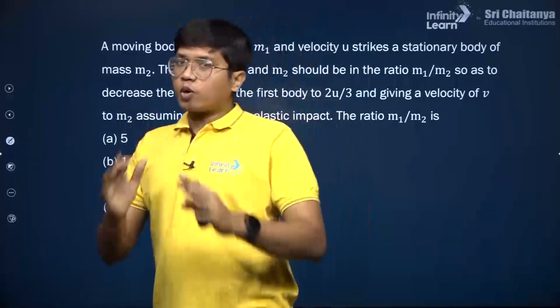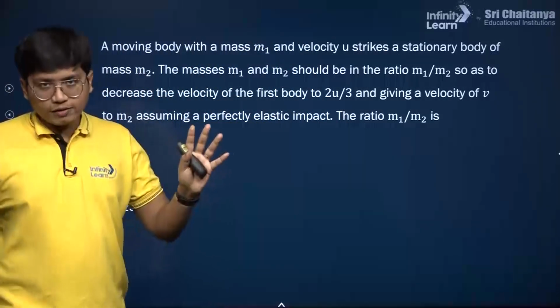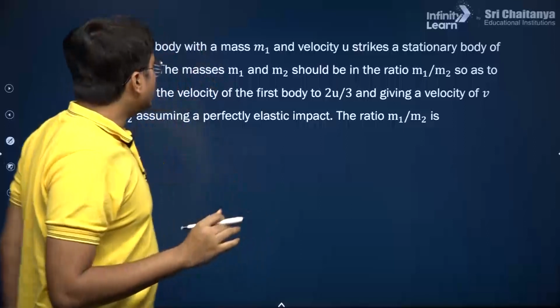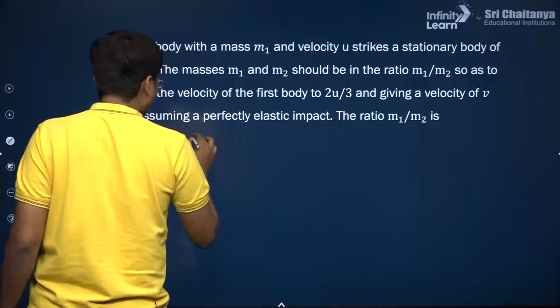Now, because this is a collision question, right off the bat, we know we have to use the conservation of momentum. So, what is the initial momentum? We have mass m1 moving with a velocity u.